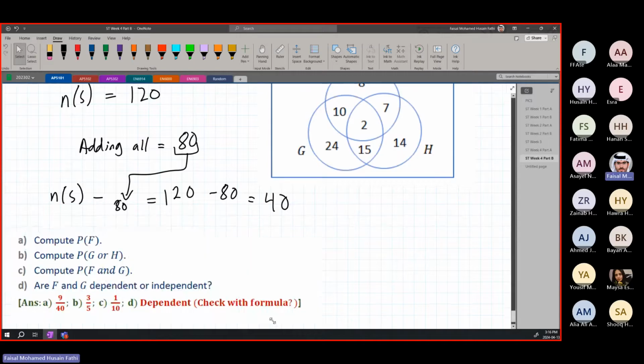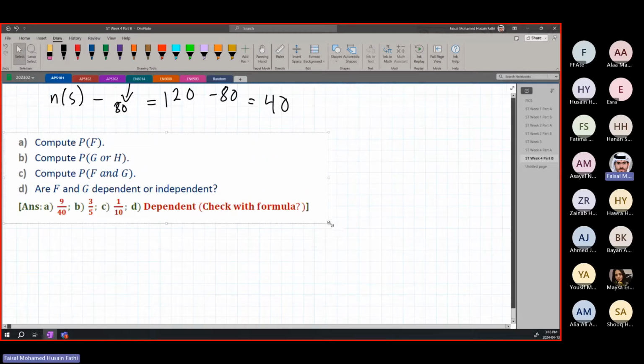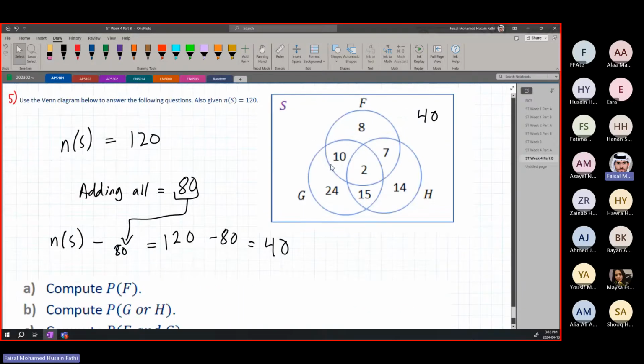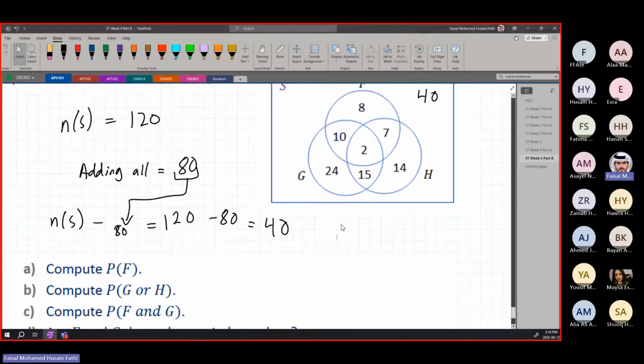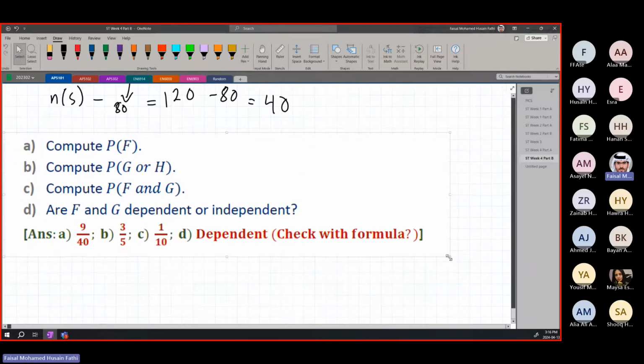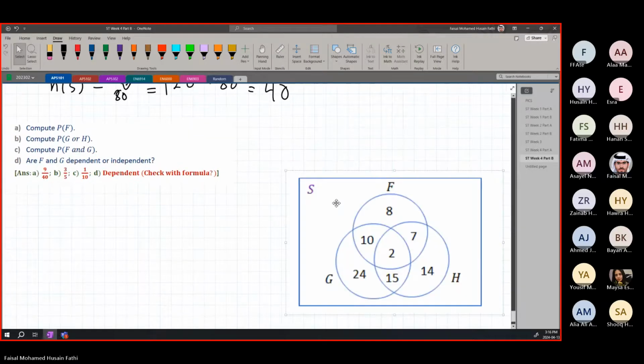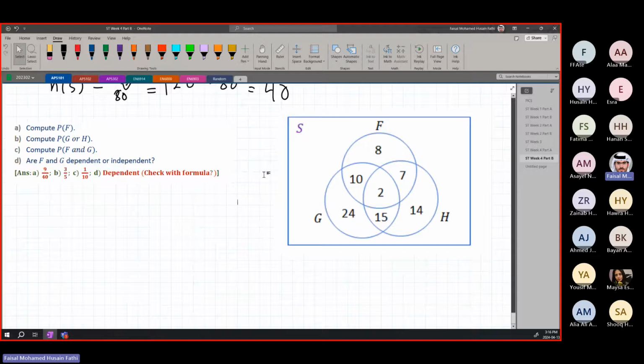Now, let's compute P of F. That is the first question. Compute P of F, all right? The probability of, so we have F, G, and H. First things first, let me copy paste this down one more time. Let us find out all our sample sizes.